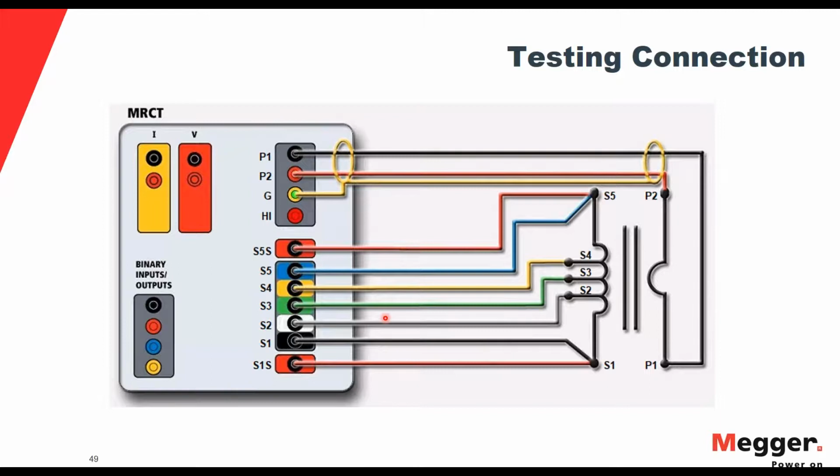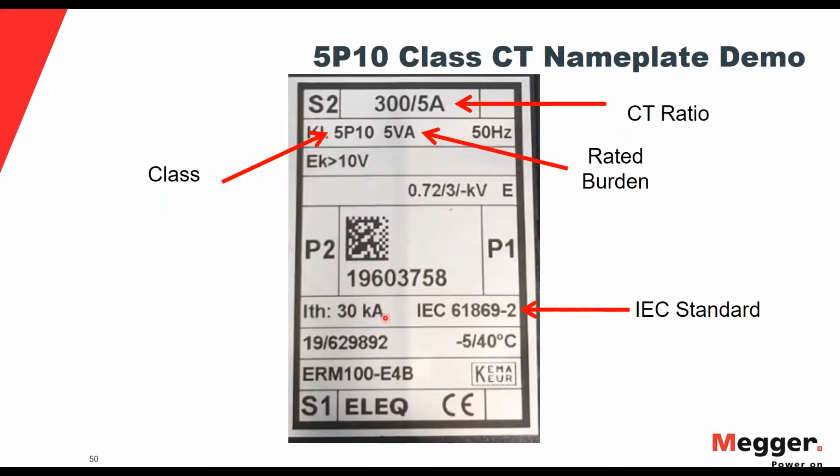So for my testing today, I have this CT. It's a 5P10 class CT. It has a ratio of 300 to 5 and a class of 5P10 at a rated burden value of 5 VA. And it's defined based on the new standard IEC 61869-2. So we are going to test the ratio, the class, and the winding resistance. And also I'm going to run an insulation resistance test at the beginning of the test as well.